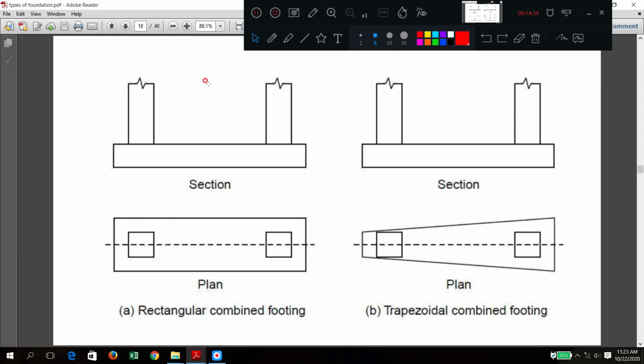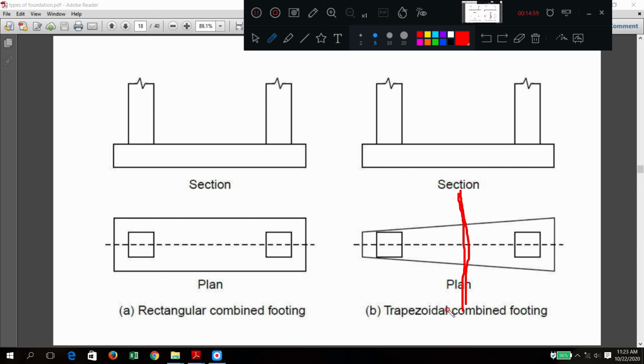Now this is a typical cross section. What is happening? The CG of this column is coming here only, and the CG of this total trapezoidal footing is also coming in this one. It is constructed like that. The CG of the column and footing should coincide. Otherwise, it will lead to what type of loading?